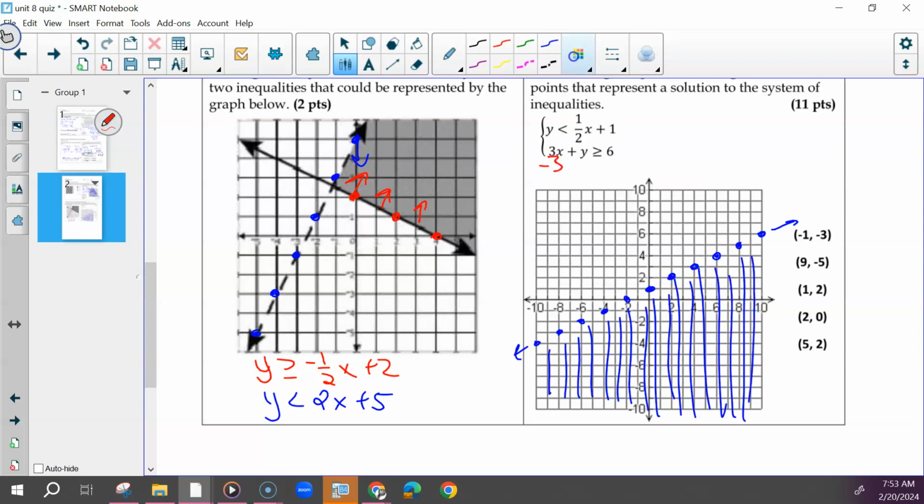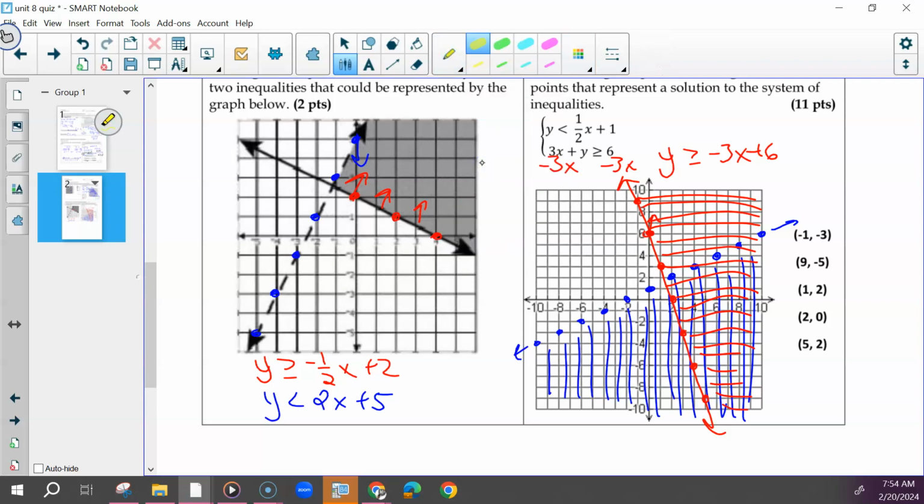Then for the other one, we have to get rid of 3x. So that would start at 6. Slope is negative 3, so up 3, left 1, down 3, right 1. That one should be solid. Shaded above, so that would be everything here. So the overlapping should have been this area.